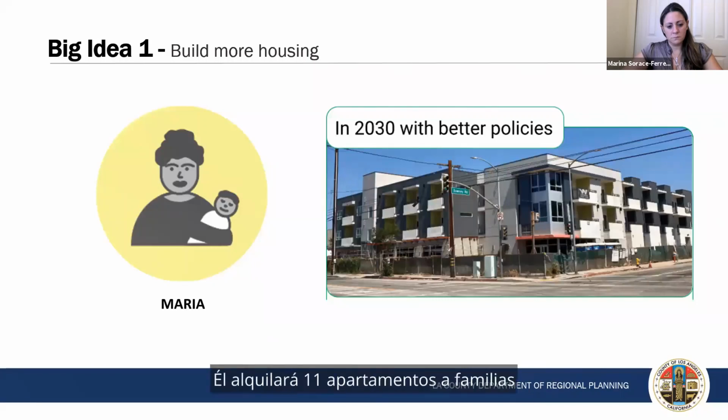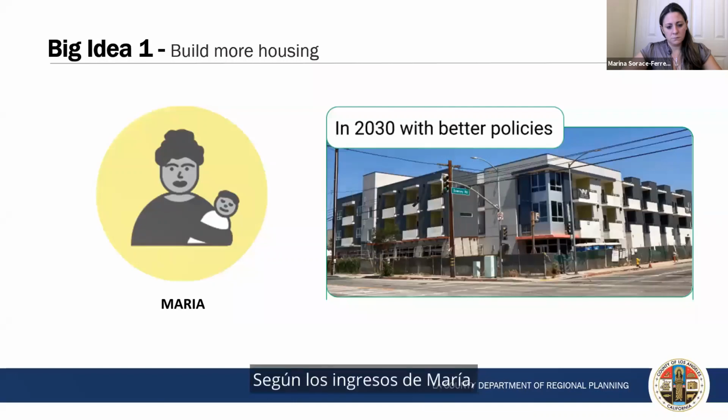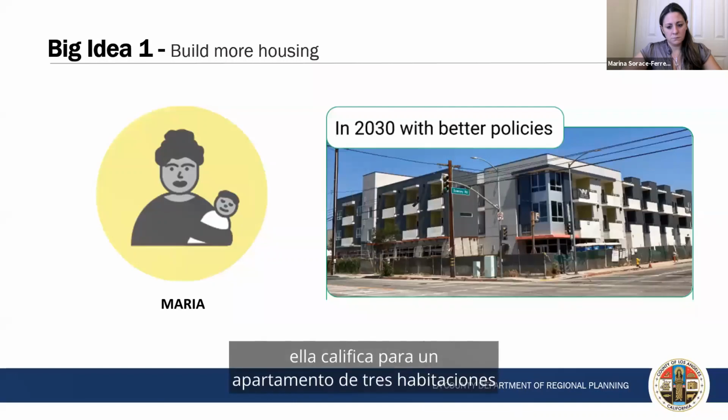He will rent 11 apartments to households who earn between 30 and 50% of the area median income, or AMI. A family of 4 who make less than $59,100 per year will qualify. Based on Maria's income, she qualifies for a 3-bedroom apartment in the new affordable housing development.